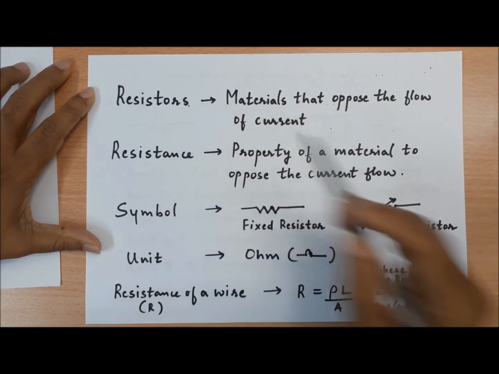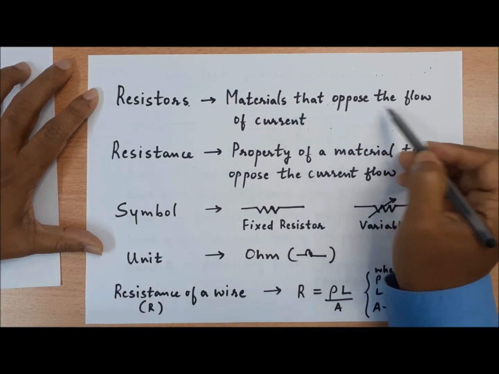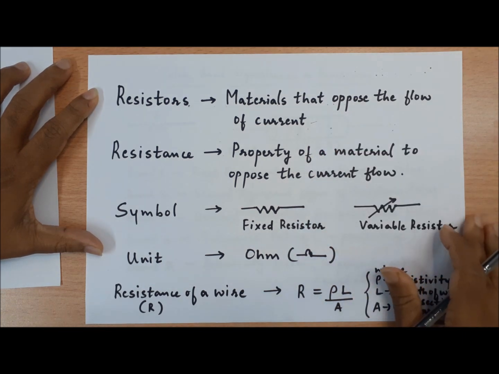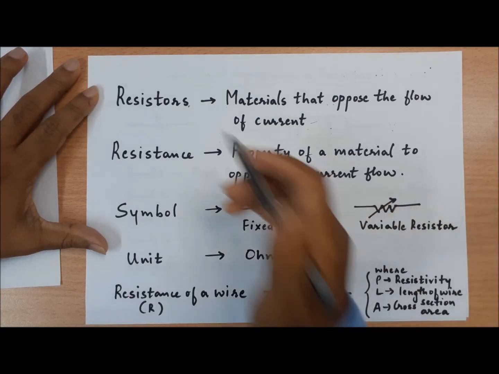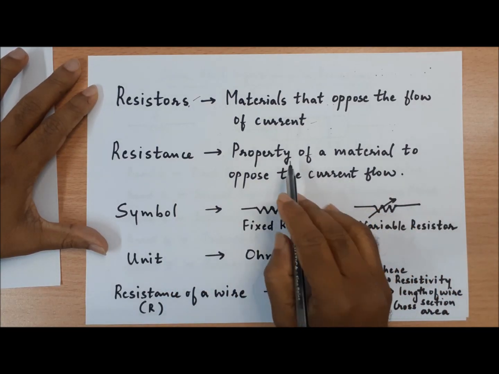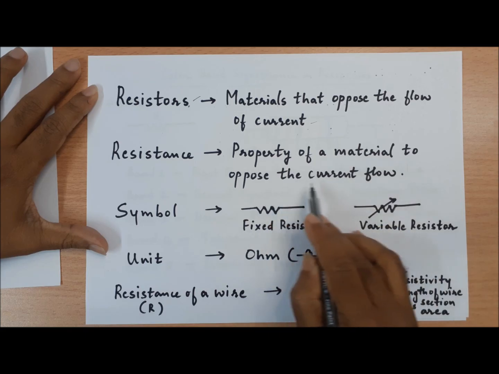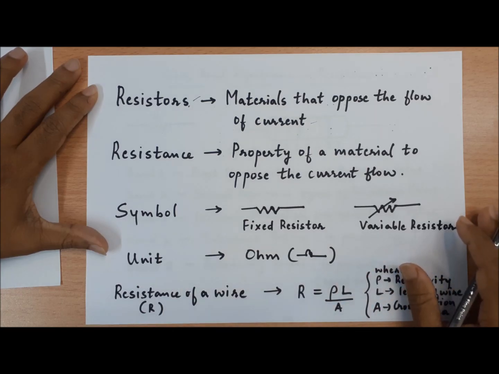So what are resistors? Resistors are the materials that oppose the flow of the current. Any material that opposes the flow of current through it can be called a resistor. Then what is resistance? Well, it's nothing but the property of a material to oppose the flow of the electric current through it. Whichever material tries to oppose the current through it can be said to have a certain amount of resistance in it.